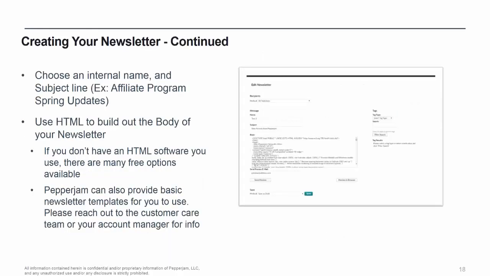So you want to choose an internal name just for your reference, and then use a subject line. It's always good to have an attention-grabbing subject line when you're sending your newsletter. And then you'll use HTML to build out the body of the newsletter. If you don't have an HTML software that you already use, there's a number of free options available. One that I like to use is Composer. But we can also provide some basic templates for you to use. So if you're interested in that, definitely reach out to either the customer care team or your account manager for more info.